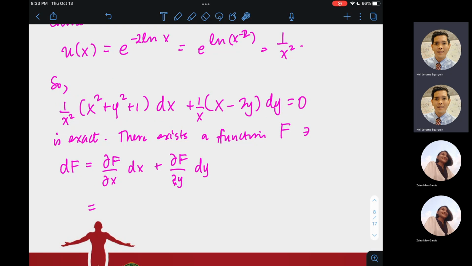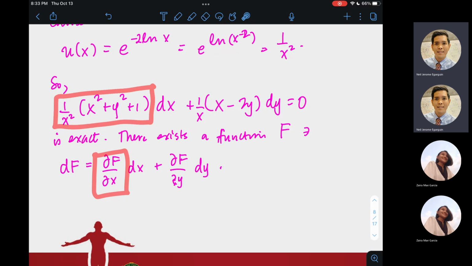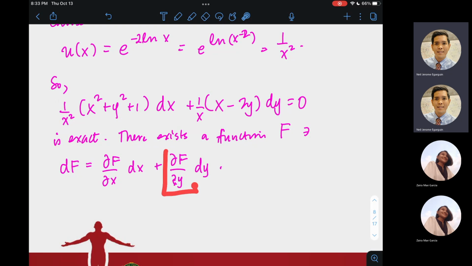Pero if you do a term by term comparison, itong may dx dito at saka yung may dx dito dapat equal sila sa isa't isa. So ibig sabihin dapat yung partial ni F with respect to x ay dapat equal dito sa naka-multiply kay dx. Tapos itong partial ni F with respect to y ay equal dapat dun sa naka-multiply kay dy. Yan yung sabi sa atin ng pagiging exact ng differential equation.